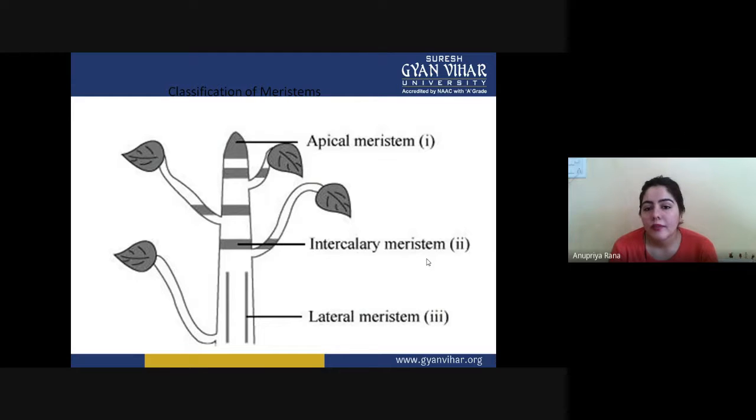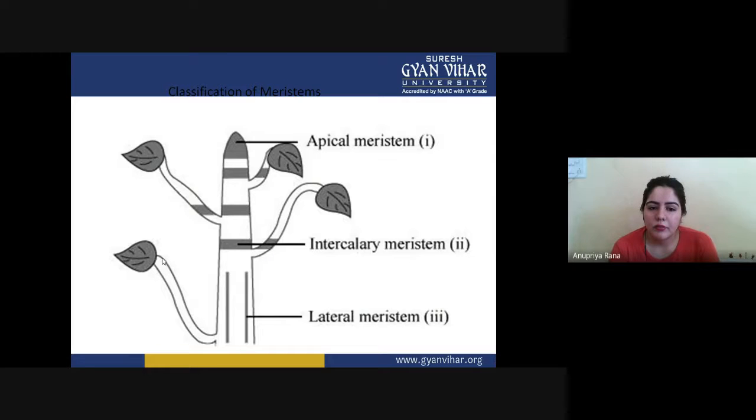Now there are some positions in the plant at which you can see the meristematic tissue present. Like in the very first, here you can see the apical meristem. Okay, this is the top portion, and they have the meristematic tissue for the length purpose, to increase the length of the plant. Second, you can see here, this is the intercalary meristem.